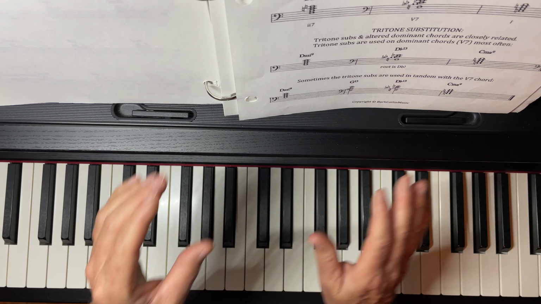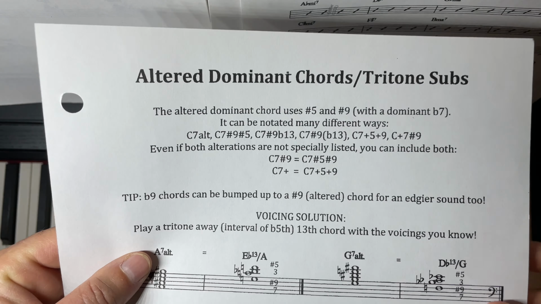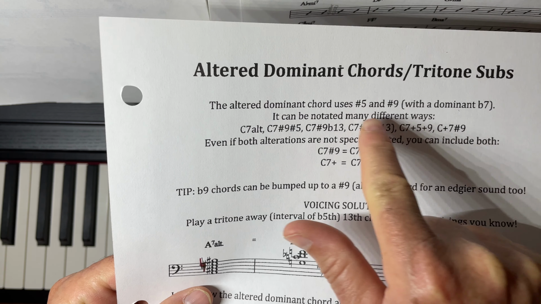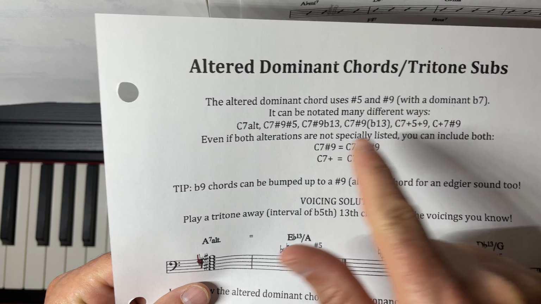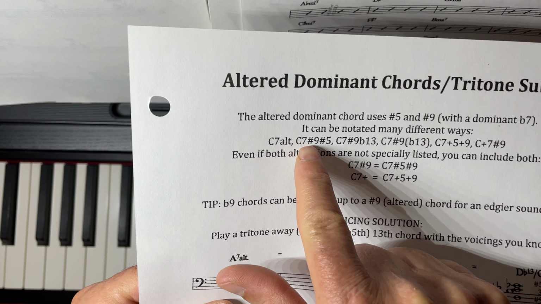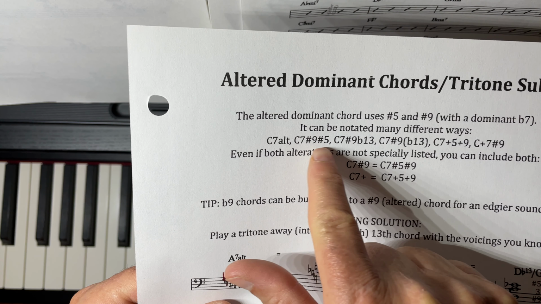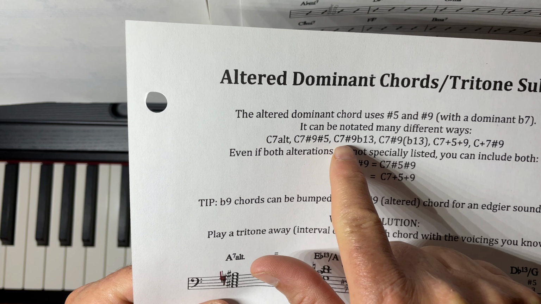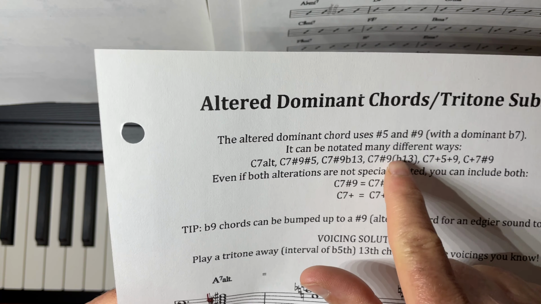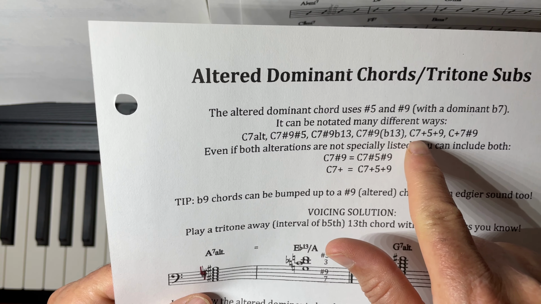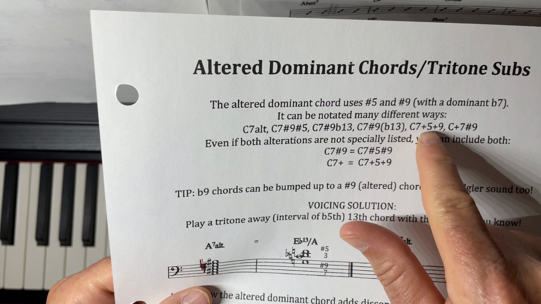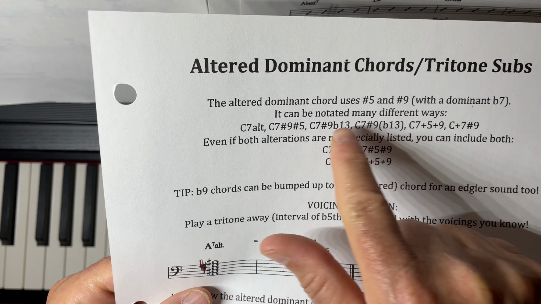So all of that is to say, these things right here that we see, these are all these different ways that we can notate what's called an altered dominant, which means sharp 5 and sharp 9. You can see C7 alt, meaning altered. C7 sharp 9 sharp 5, written in a horizontal fashion here. C7 sharp 9 flat 13, same. C7 sharp 9 with the flat 13 in parens. C7 plus 5 plus 9, because again they're looking at that plus 5 as the flat 13.